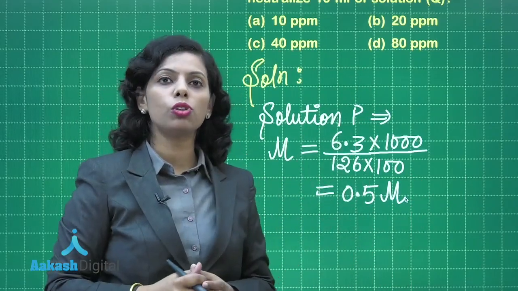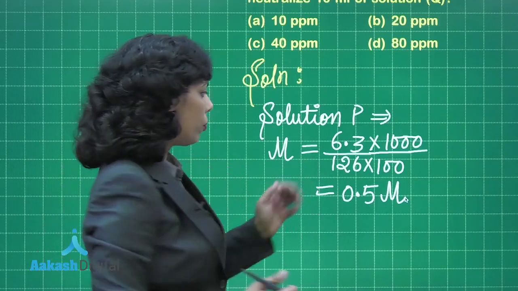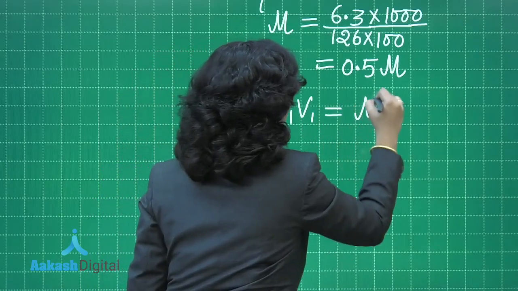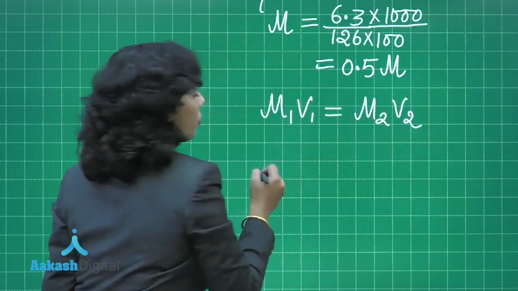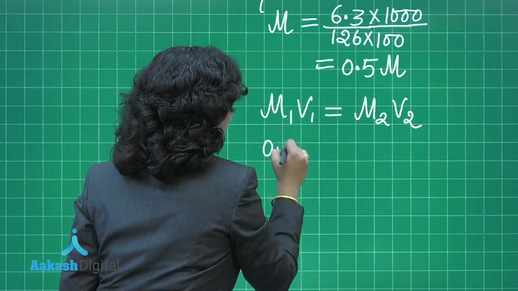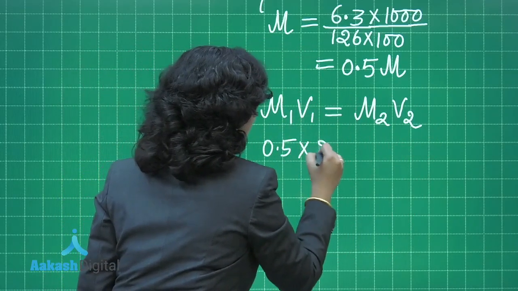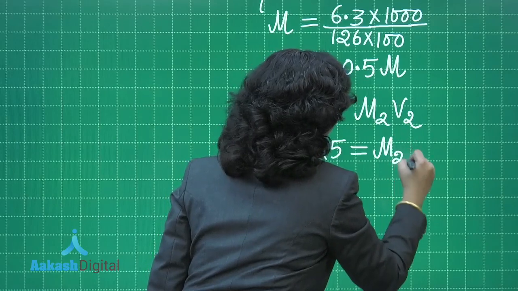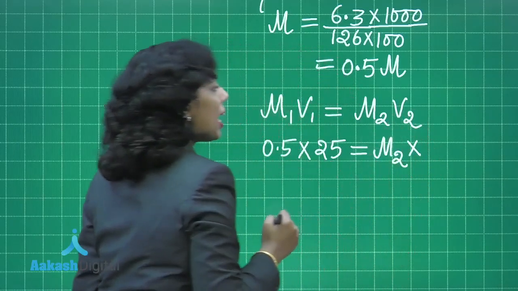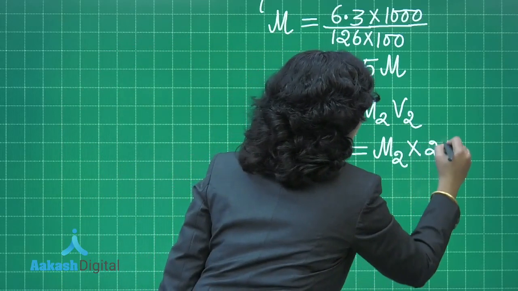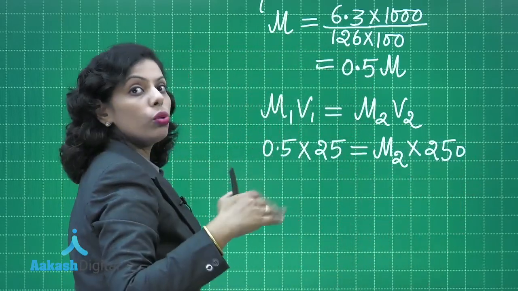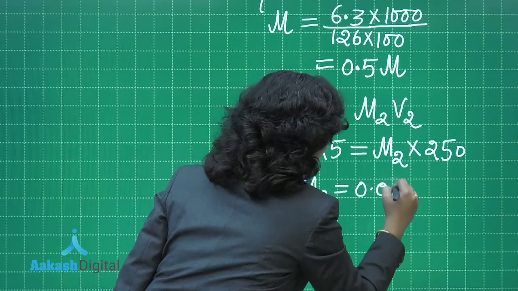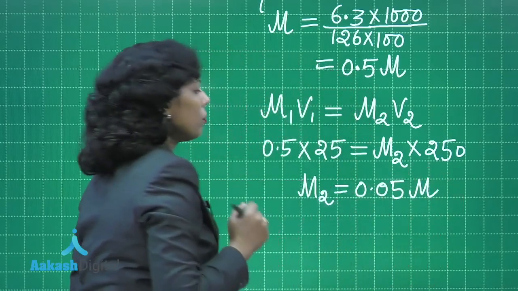Now, with the help of this solution, we have prepared another solution Q. Let's calculate the molarity of the second solution with the help of the molarity equation, M1V1 is equal to M2V2. This M1V1 is for solution P. The molarity is 0.5, which we have calculated, and the volume that we have taken here is 25 ml. Now, with the help of this, we have prepared solution Q. Molarity is M2 multiplied by V2, and this V2 is 250 ml because we are changing this solution into 250 ml. So, this M2 would be equal to 0.05 molar. If you calculate it, you will find this value.